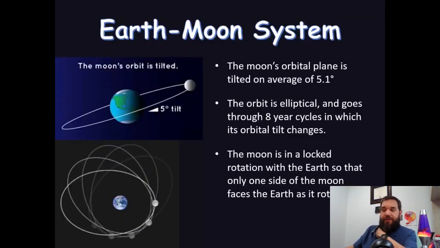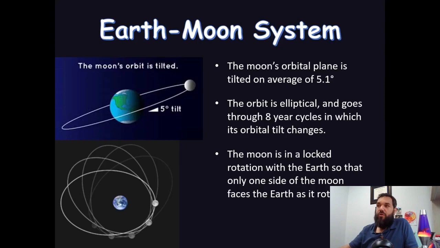So we don't get lunar eclipses every month. That's where the Earth's shadow is cast onto the moon. We don't get that because the moon's orbit around the Earth is actually tilted on average about 5 degrees. So the sun, Earth, and moon are not in perfect alignment most of the time. Otherwise, if they were in perfect alignment, we would get a lunar eclipse every month.